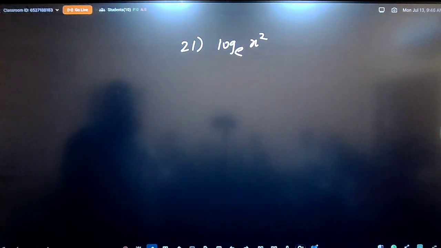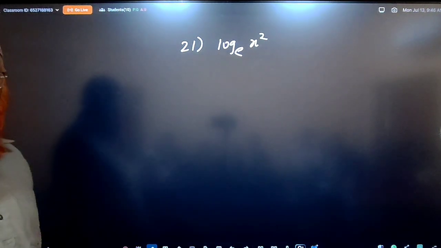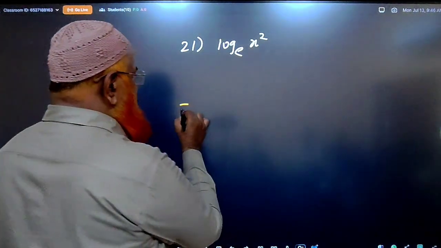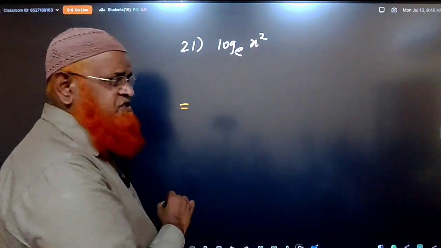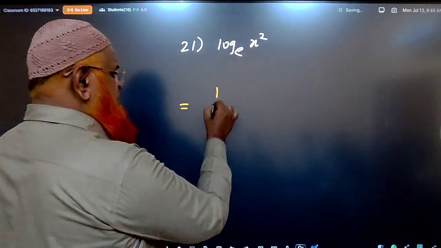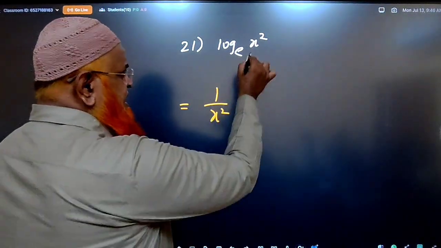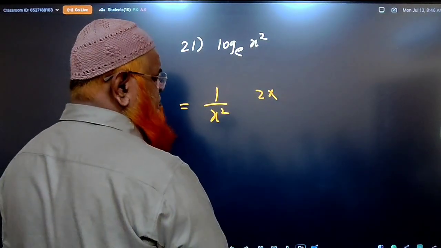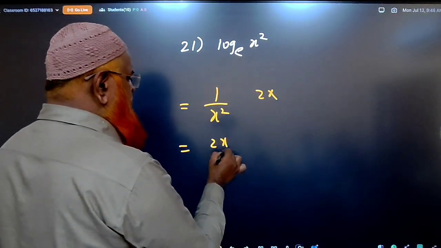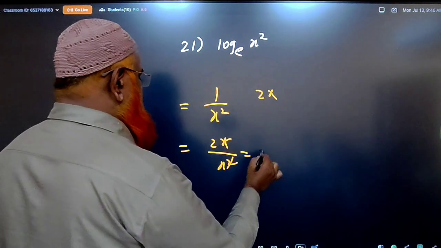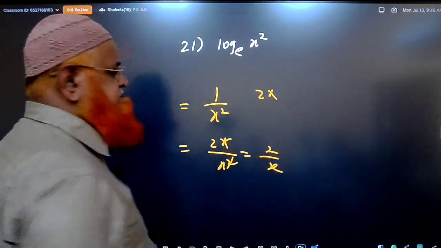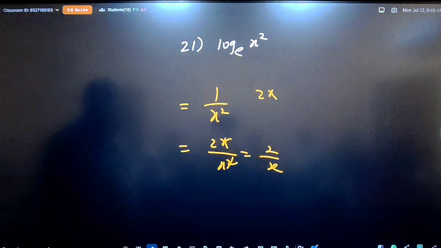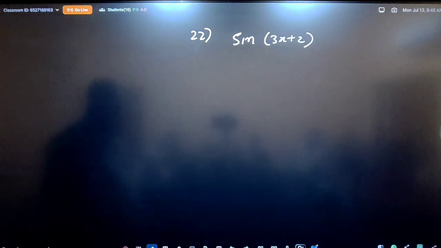Next, d by dx of log x square. Okay, so d by dx of log x is nothing but how much? 1 by x, so this can be taken as 1 by x square, again you have to differentiate x square separately. This is 2x power of 2 minus 1, therefore 2x by x square, so your final result is 2 by x. Understood?